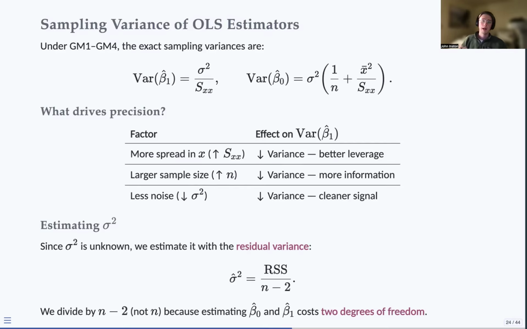A lot of the time, as I've spoken about in the MLE section, we have these three parameters, including sigma squared, and since sigma squared is unknown, we typically estimate it with the residual variance. We can use our estimates for beta 0 and beta 1 to compute the residuals, and by computing the residual sum of squares, that is our approximation for the variance of the noise term.